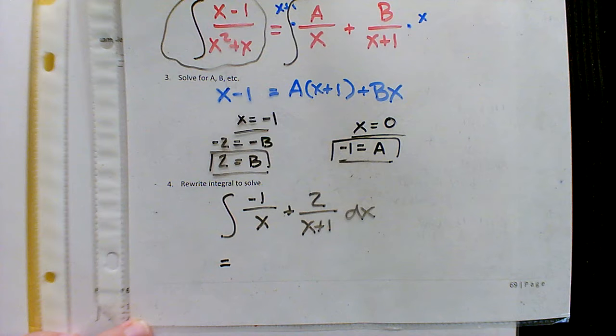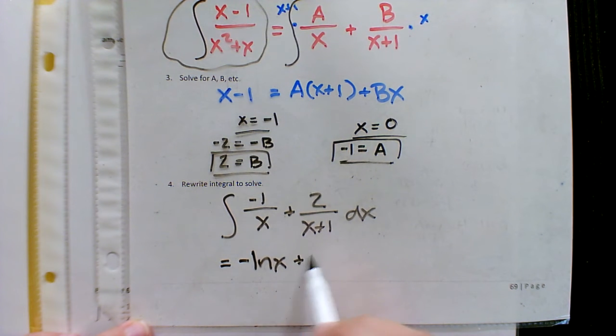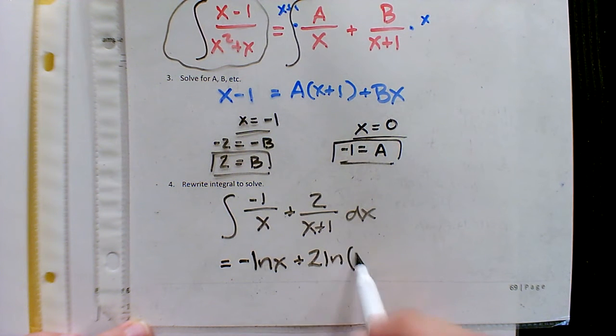Caitlin doesn't remember her shortcut. That's okay. What do you think, other Caitlin? Natural log, well, negative natural log of x. The 2 in the natural log of x plus 1.